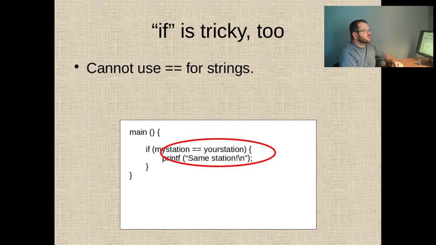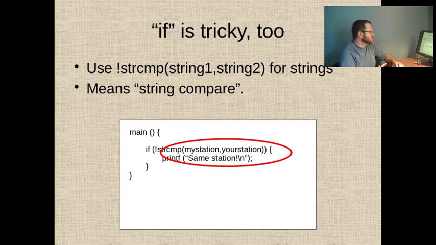In the same way, by the way, you can't use equals equals for strings. It seems like you could. Say you've asked for a station identifier and put it into a string called your station, and I have a station that I just read in from a file, which I'll call my station. Seems like you should be able to say, if my station equals equals your station, then print I found your station. But that actually doesn't work.